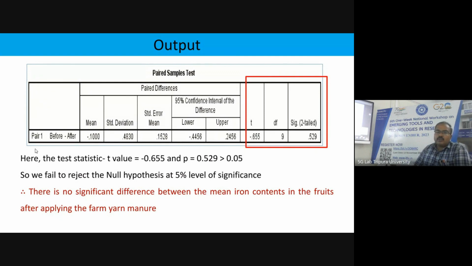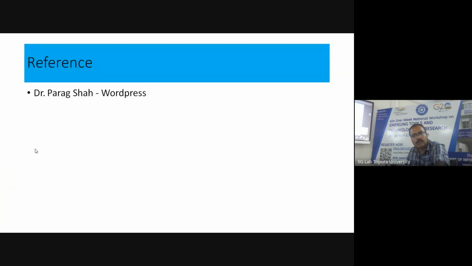So therefore there is no significant difference between the mean iron contents in the fruits after applying the farm yield manure. Now it can lead to a policy that whatever farm yield manure is applied is basically having no impact. Because before the manure, a certain iron content in 10 fruits was there, and the same iron content in the same 10 fruits is there after applying the manure. So it's better that you do not apply the manure. Okay, that kind of small policies you can talk about.